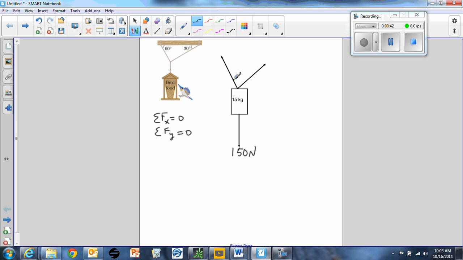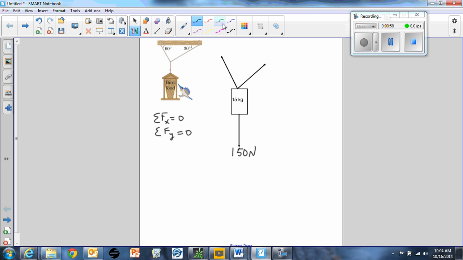And we have two strings. Now we have a string here. If you want to include that, you can, but there's going to be 150 newtons of tension in that string, the same as the birdhouse, so I just kind of skipped over it. So we could hook the birdhouse directly to these two, and it'd be the same thing.